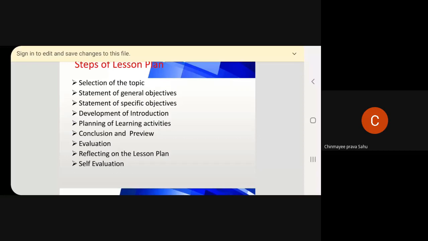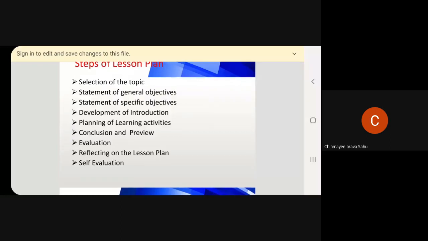Suppose, for example, I am writing an objective: students will be able to know. It cannot be called an objective. How will I come to know as a teacher whether the student is able to know or not? So the word "to know" should not be used. Instead, we can write that the student will be able to speak, or write, or explain. Read, explain, differentiate, elaborate, define: these words are action words.